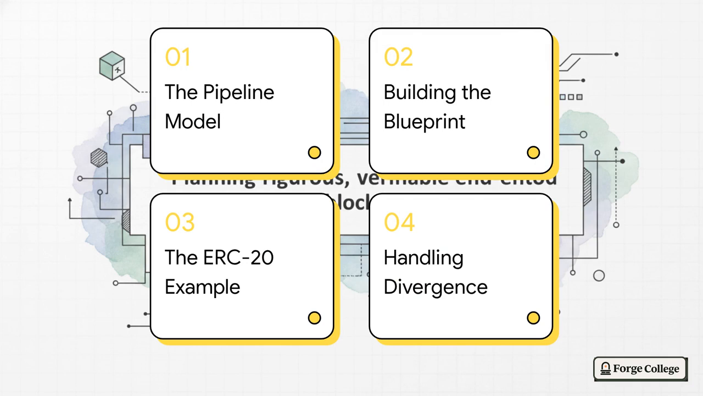First, we'll cover the pipeline model, then building the blueprint. Third, we'll walk through a concrete ERC20 example. And finally, handling divergence, because let's be real, things never go perfectly on a testnet.